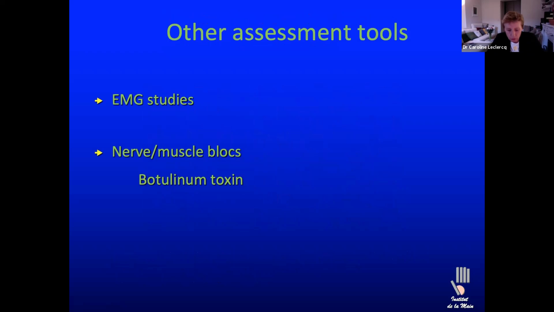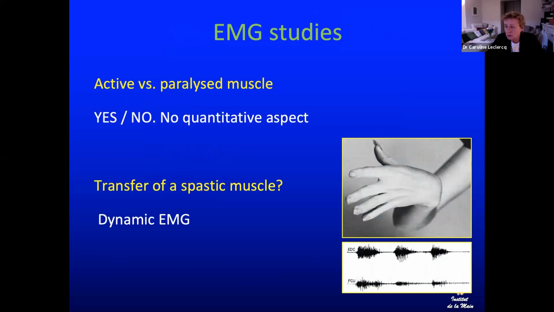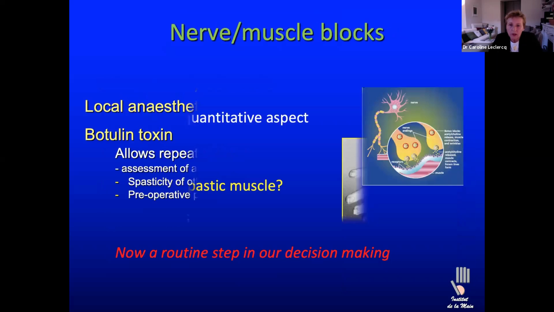So what other tools do we have that could help us in assessing that spasticity? EMG studies don't help much, and I must say I'm not using them very much just to assess the value of a muscle. EMG studies will tell you if the muscle is active or not, but it won't give you much quantitative information. On the other hand, it can be very helpful when we intend to do a tendon transfer, and then we will do dynamic EMG studies. We'll come back to that.